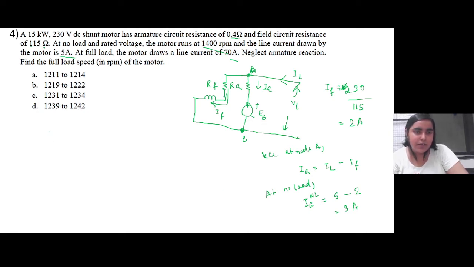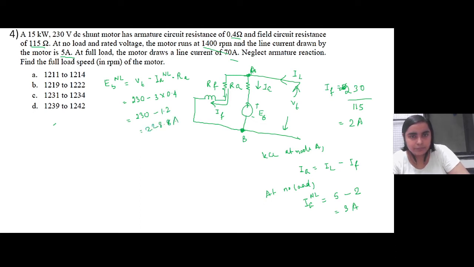So the back EMF that is getting generated at no load, let us denote it by EB no load, is given by the terminal voltage minus the armature current at no load times the armature resistance, which is 230 minus 3 into 0.4. So this is 230 minus 1.2, that is 228.8 volt. So this is the situation at no load.